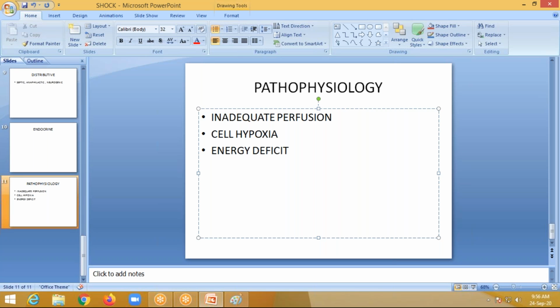Same like if you don't eat, what will happen? So anaerobic metabolism will be started, which leads to accumulation of lactic acid. Acid, as you suggest, lactic acid is accumulating, so pH will decrease.